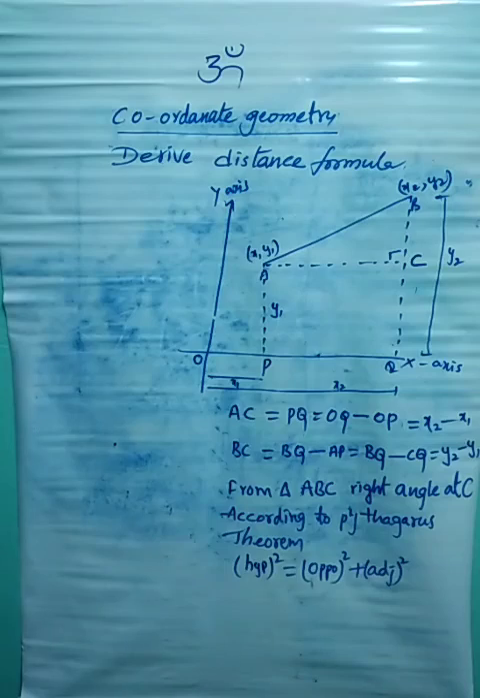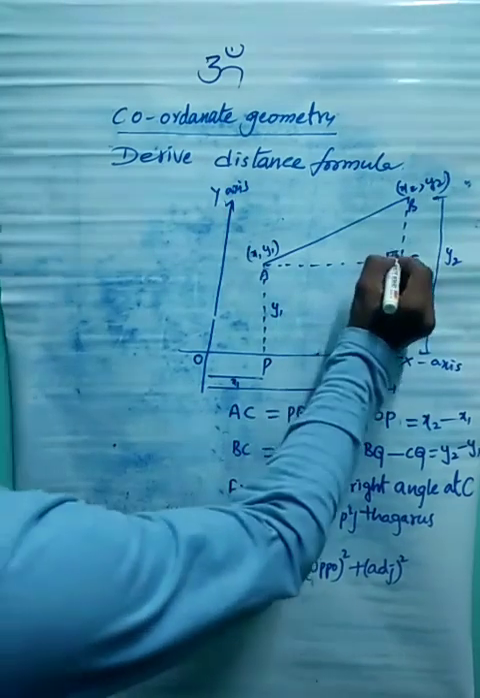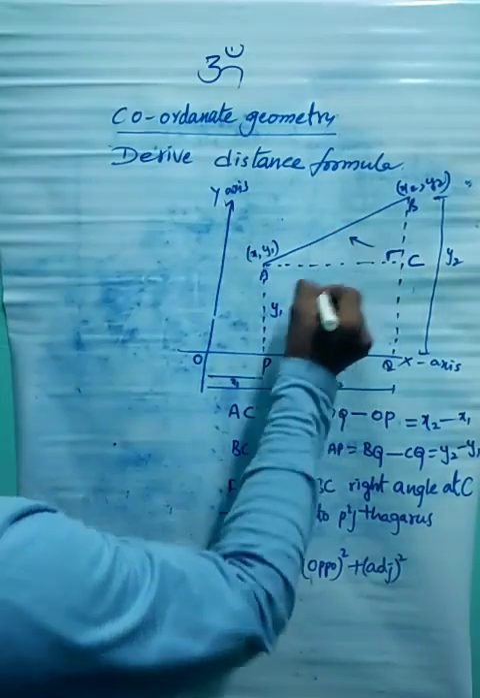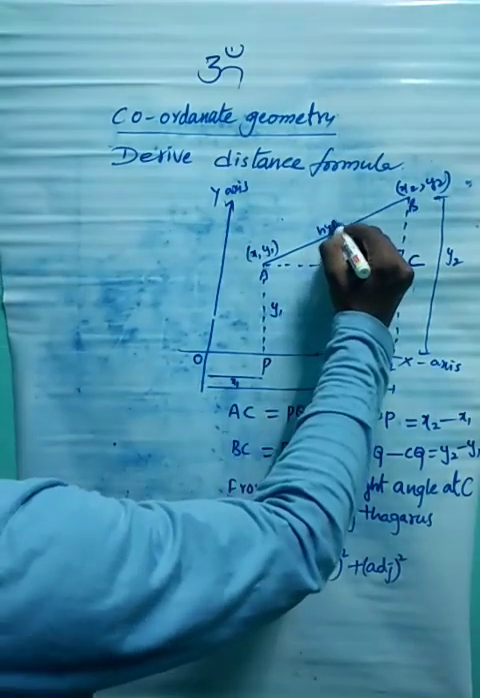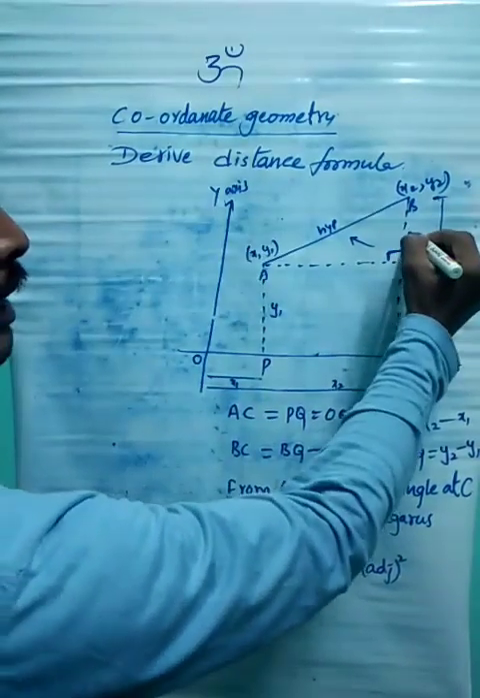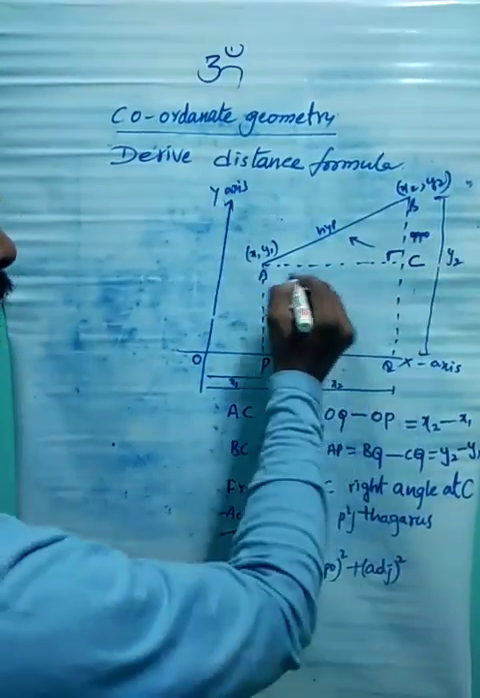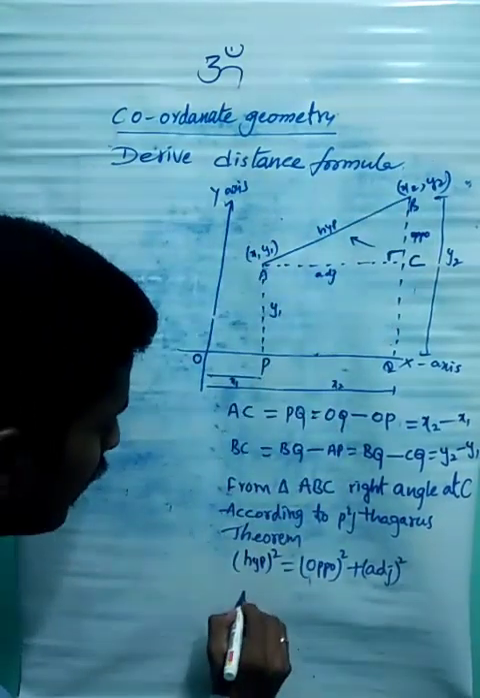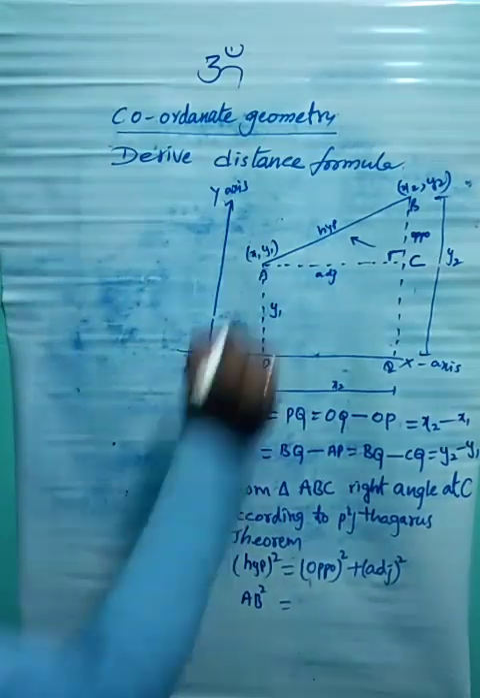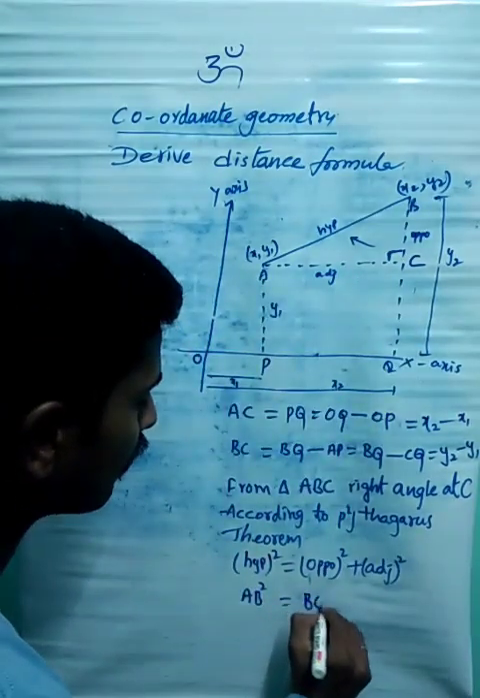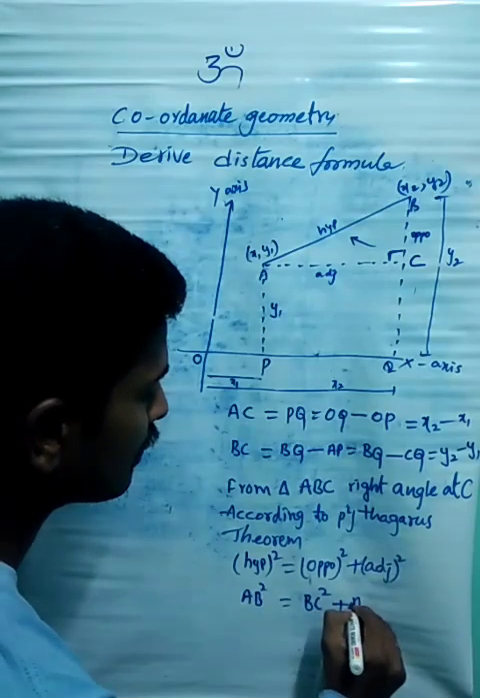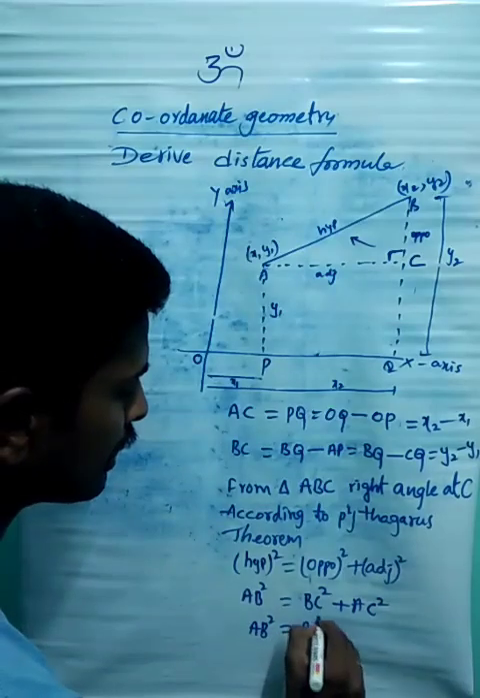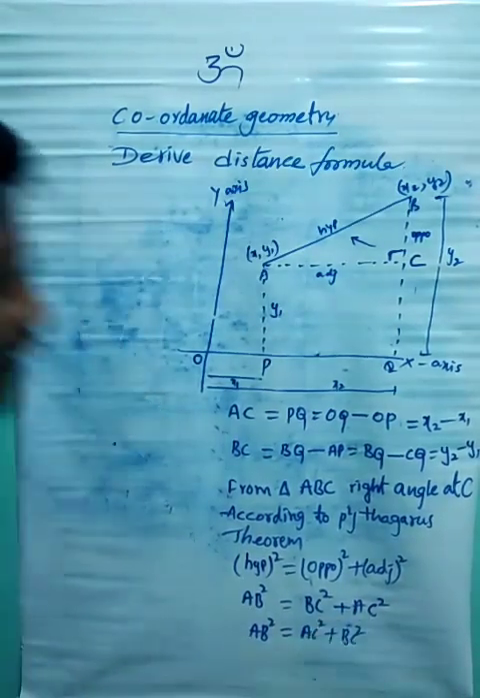What is the hypotenuse? What is opposite? What is adjacent? The hypotenuse is the side exactly opposite to the right angle. The height of the triangle is called opposite, and the base is called adjacent. So the hypotenuse AB square is equal to BC square plus AC square. You can interchange them, not a problem: AB square is equal to AC square plus BC square.